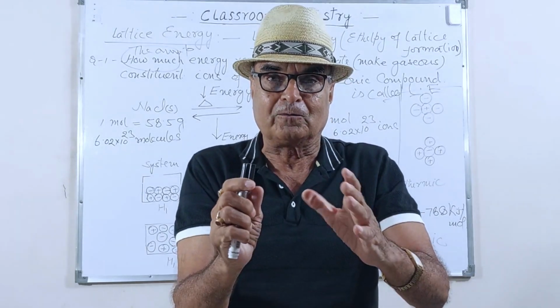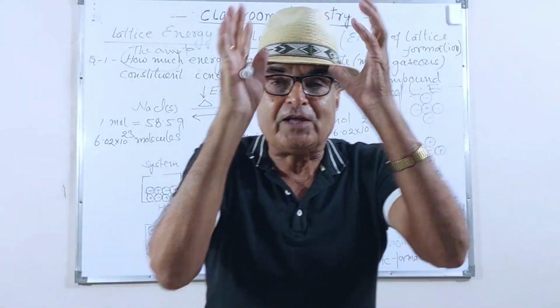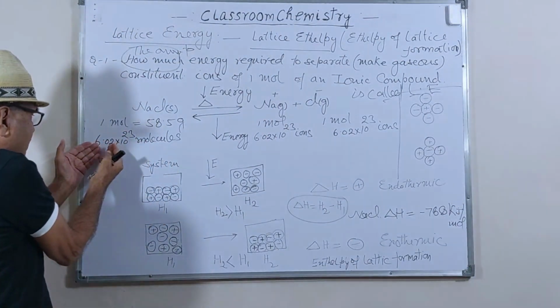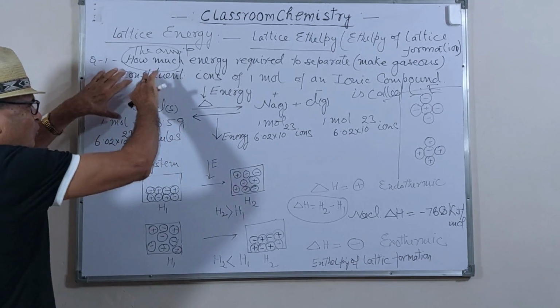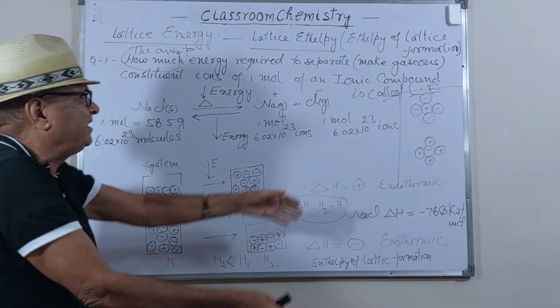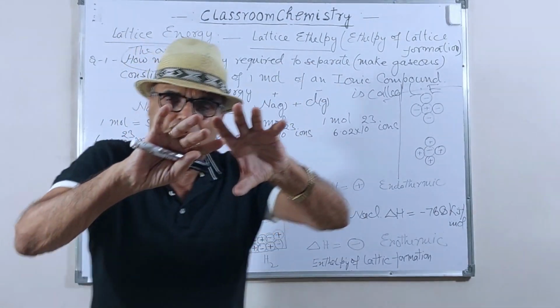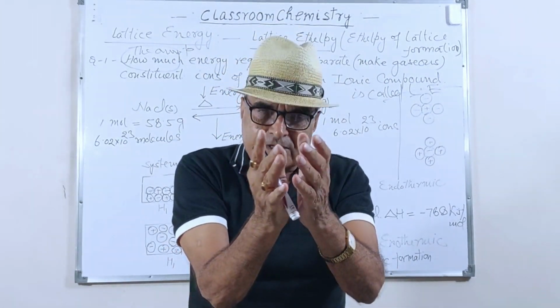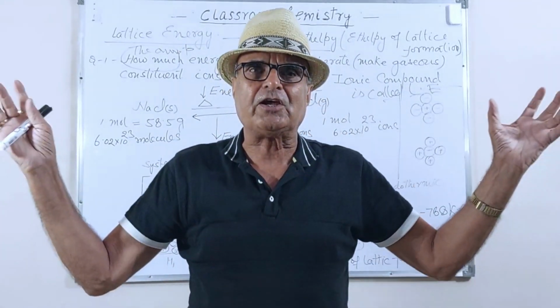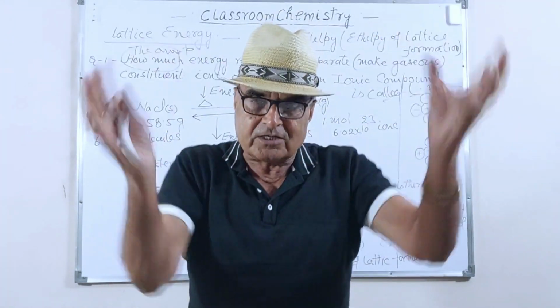So visualize that we have 6.02 into 10 raised to the power 23 molecules of NaCl or any ionic compound, and we have to separate these constituent ions into a gaseous state. We have to make them gaseous.